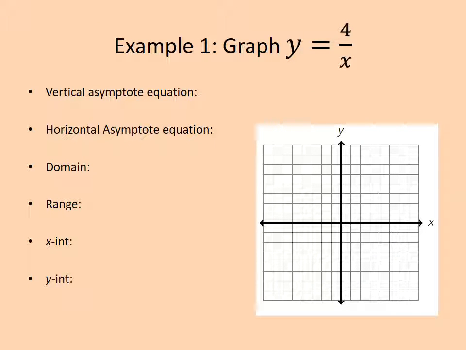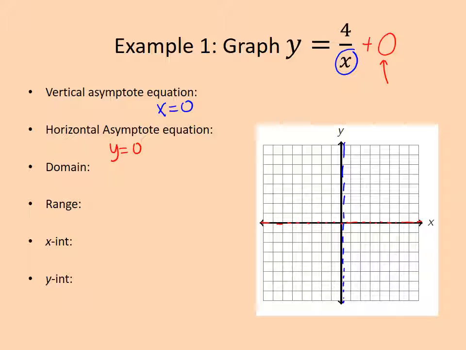We will now do the example graph y equals 4 over x. This is a very simple rational function. The first thing you want to do is set the denominator equal to 0. So in this case, our vertical asymptote is x equals 0. We will dot the vertical asymptote over here, which is the y-axis. Now we need to find the horizontal asymptote. Since there is nothing added here, our horizontal asymptote is y equals 0, which we will dot on the x-axis.